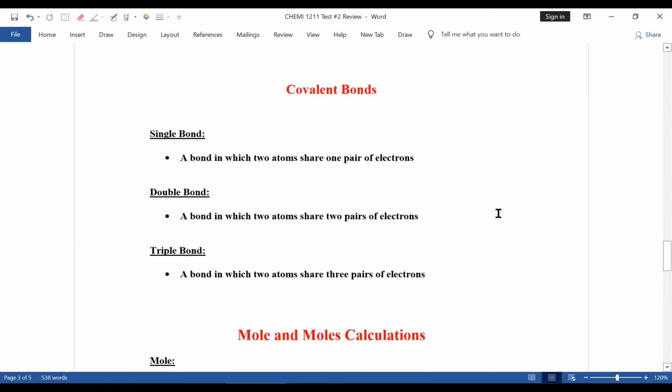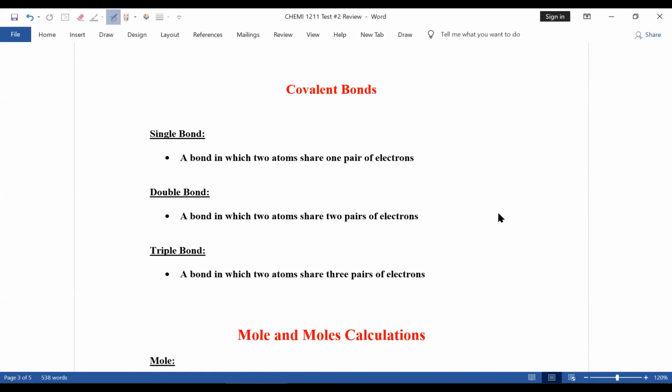Now, you should know, when we talk about covalent bonds, there's a single bond, and a single bond has one pair of electrons being shared between 2 atoms. A double bond has 2 pairs of electrons being shared between atoms. A triple bond has 3 pairs of electrons being shared between atoms.